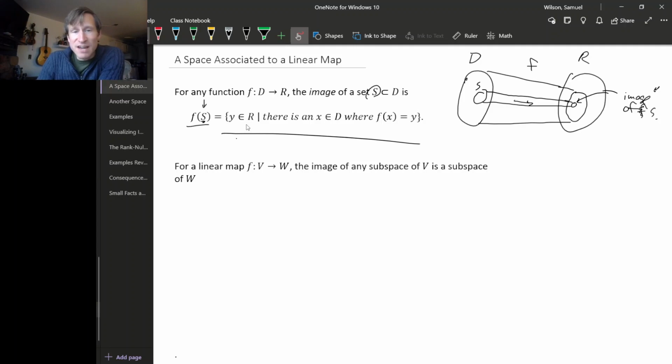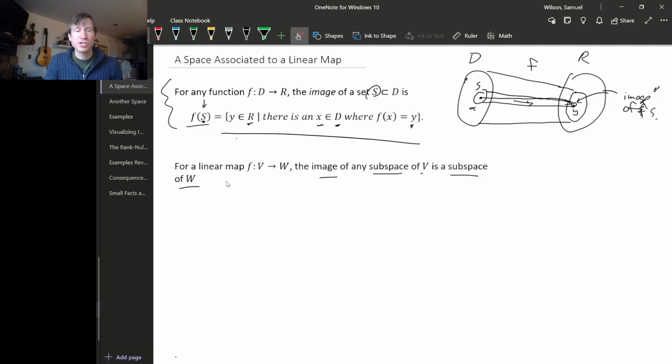But the image is just everything in the codomain where something in the domain gets mapped to that element. So y in this expression lives over here, and there is some x on the domain side that the function sends to y. So the image is just everything that gets hit by something in S. Now this is for any function in general. If we're talking specifically about a linear map, then things get a little better, because it turns out that the image of any subspace is a subspace of your codomain.